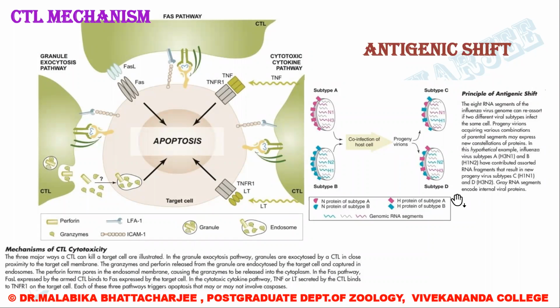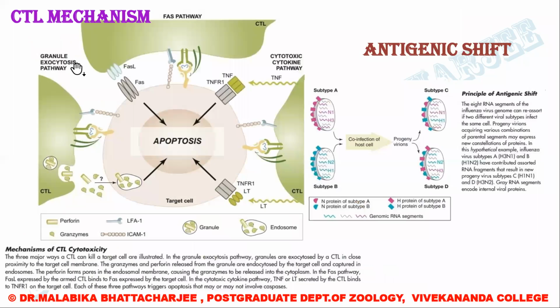Now, coming to the CTL mechanism. If we look into the CTL mechanism, this is a target cell, and these are different cytotoxic T lymphocytes. And you can see that there are 4 categories of engagement basically occurring.